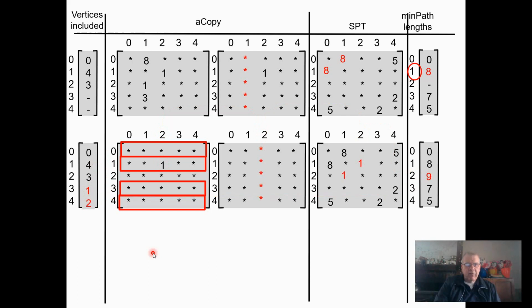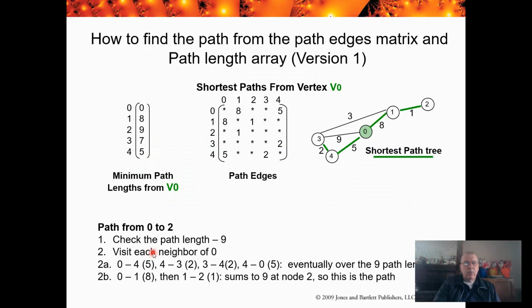And then the very last step is to include edge 2 back in the vertices included, and we know we're done because the vertices included is full. So that's method 1.